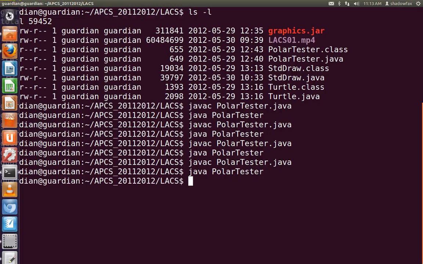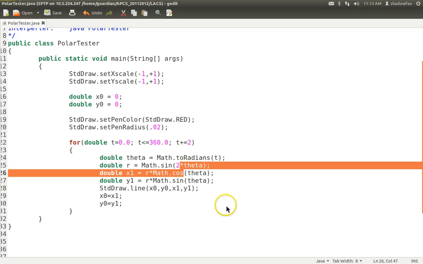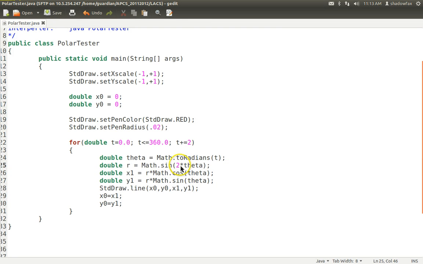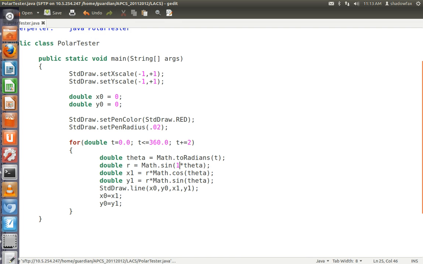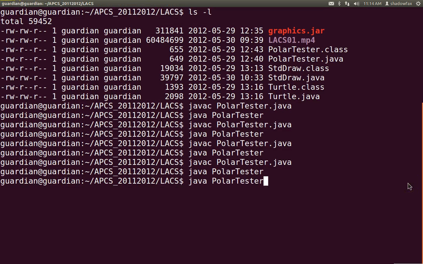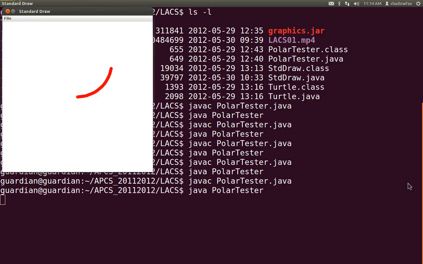Let's see, where is it? Let's put a 1 there. By the way, I probably should have done args input for this. But anyway. All right, so what if you put a 1 there or just leave it out? You know, get rid of the 1 times. And look what you get. This is weird. Why isn't it a rose anymore?